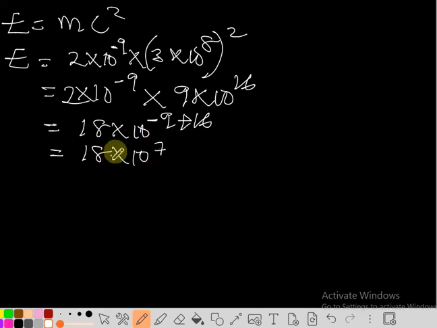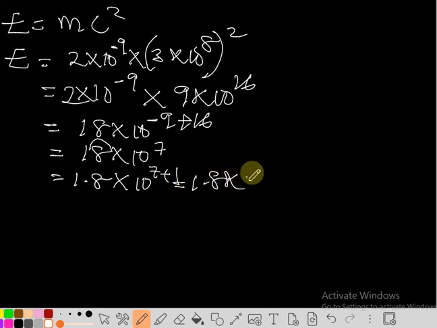Then move the decimal point once so that it will be in standard form. You have 1.8, you move forward, that means 10 raised to 7 plus 1. That gives 1.8 times 10 raised to the power 8, and that is in joules. That is the energy. The binding energy released during the nuclear reaction is 1.8 times 10 raised to the power 8 joules.